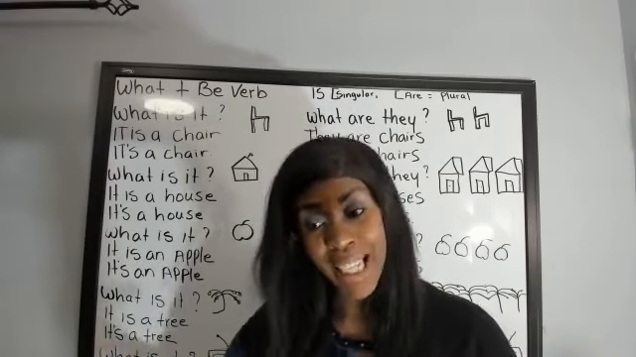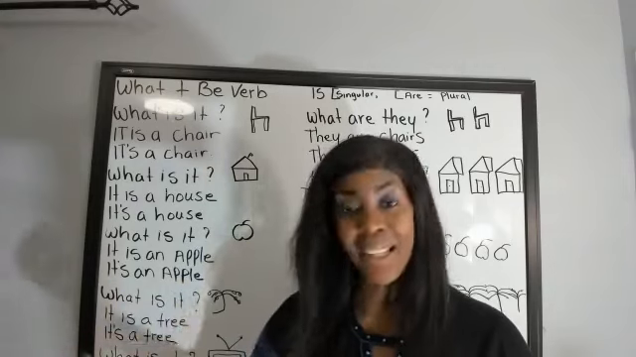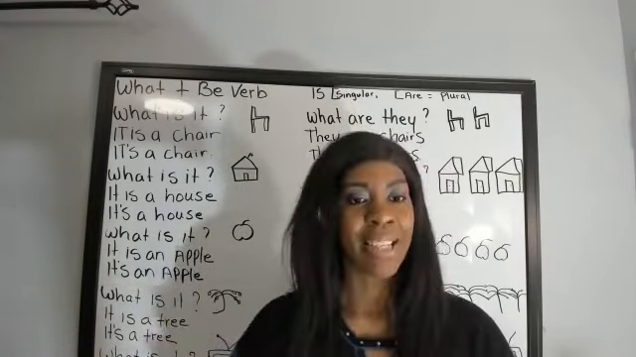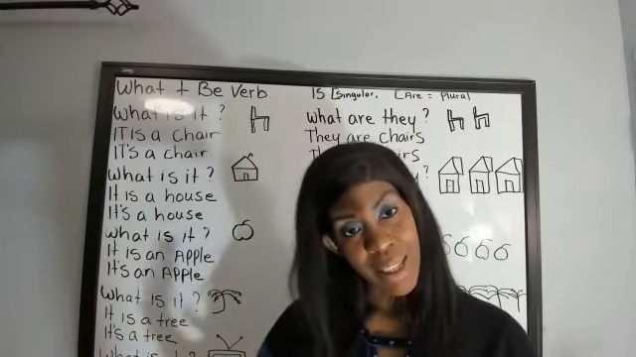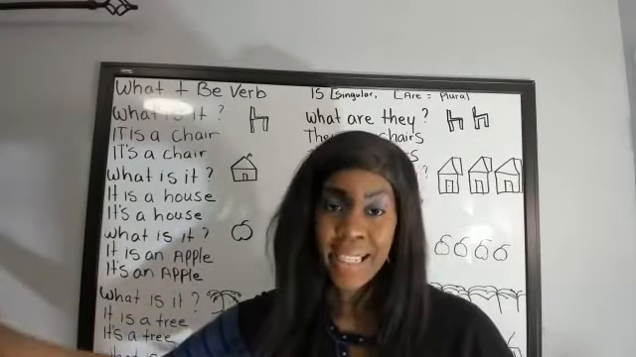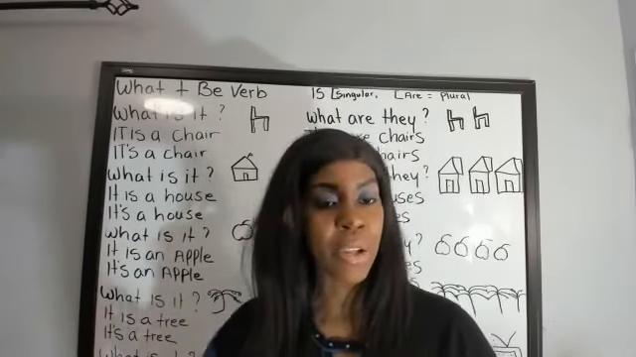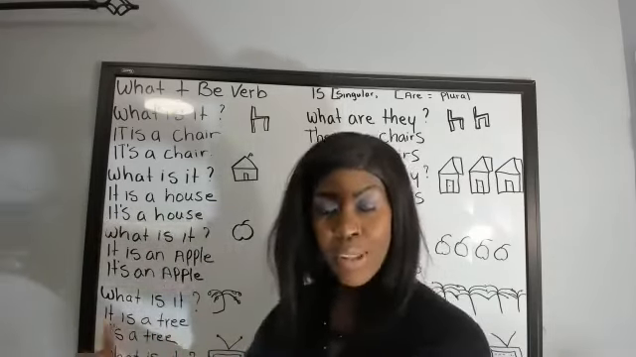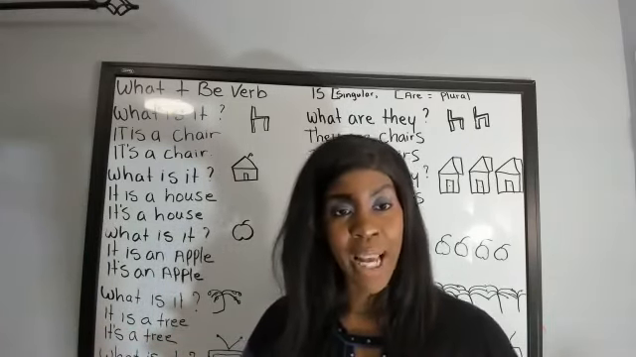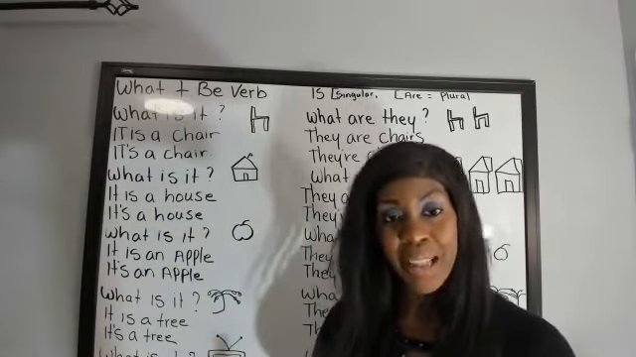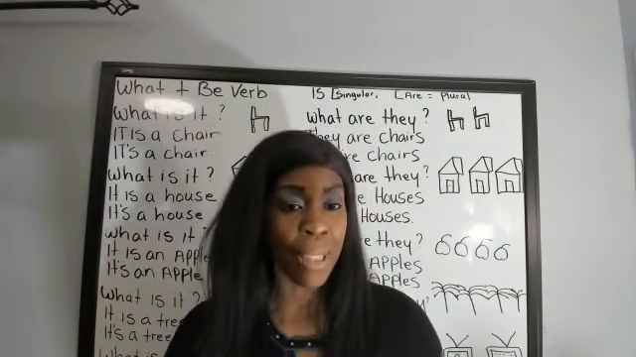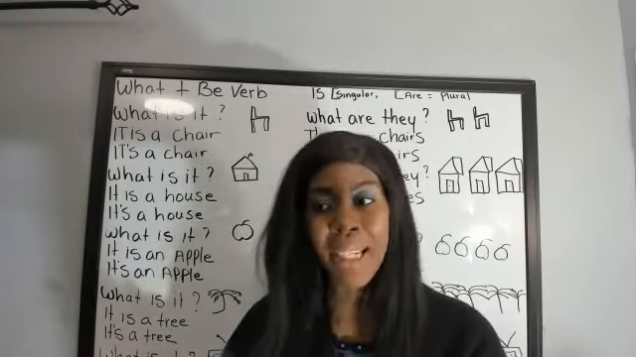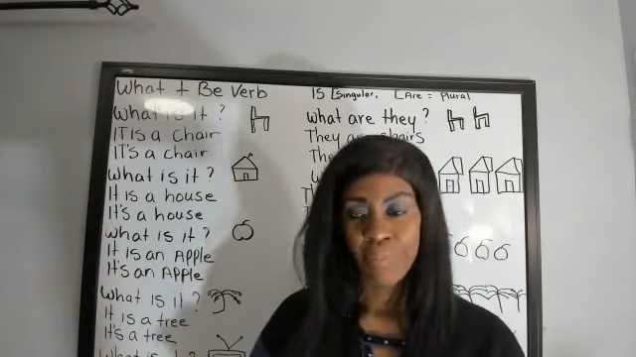If your husband is close to you, this is my husband. If your husband is down the hallway, that is my husband. This is when it's close, that is when it's away, singular. These are when they are close, and those are when they are away. This is my family. If I'm saying this is my family, that's because my family is closer to me. But if they are away, I'm gonna say that is my family.